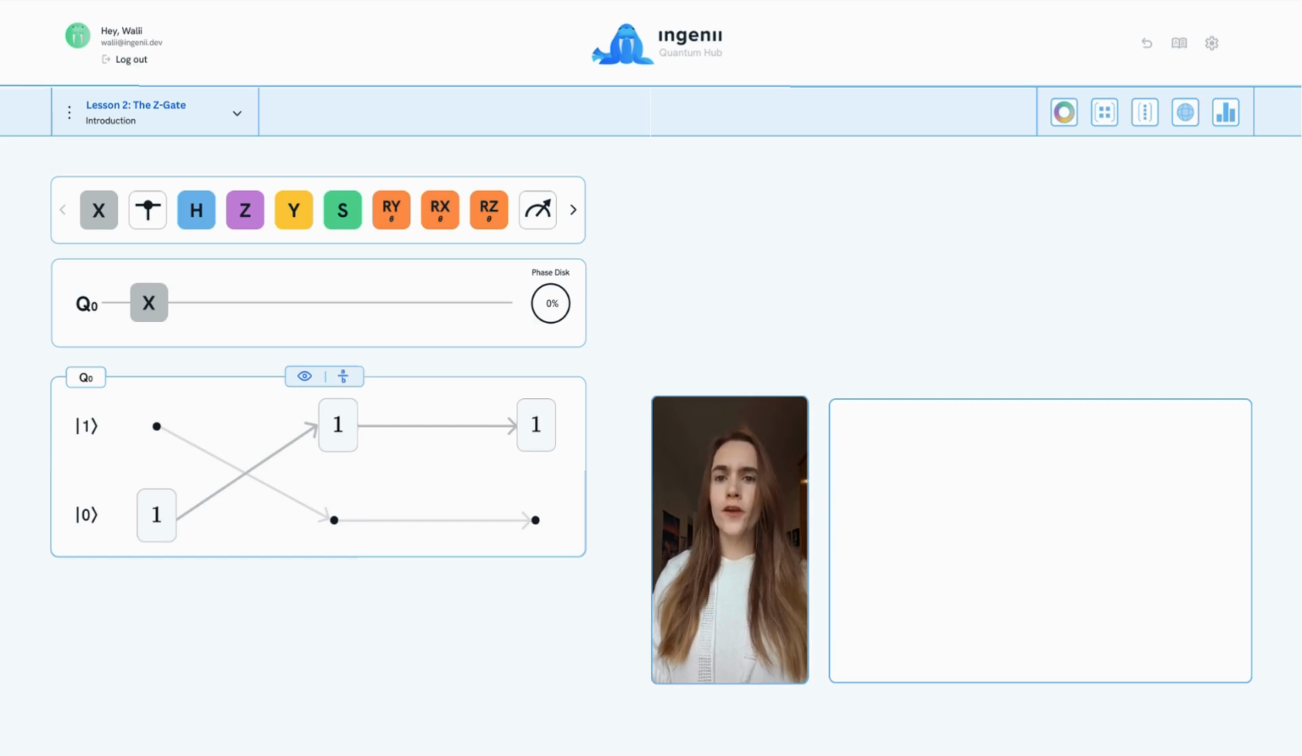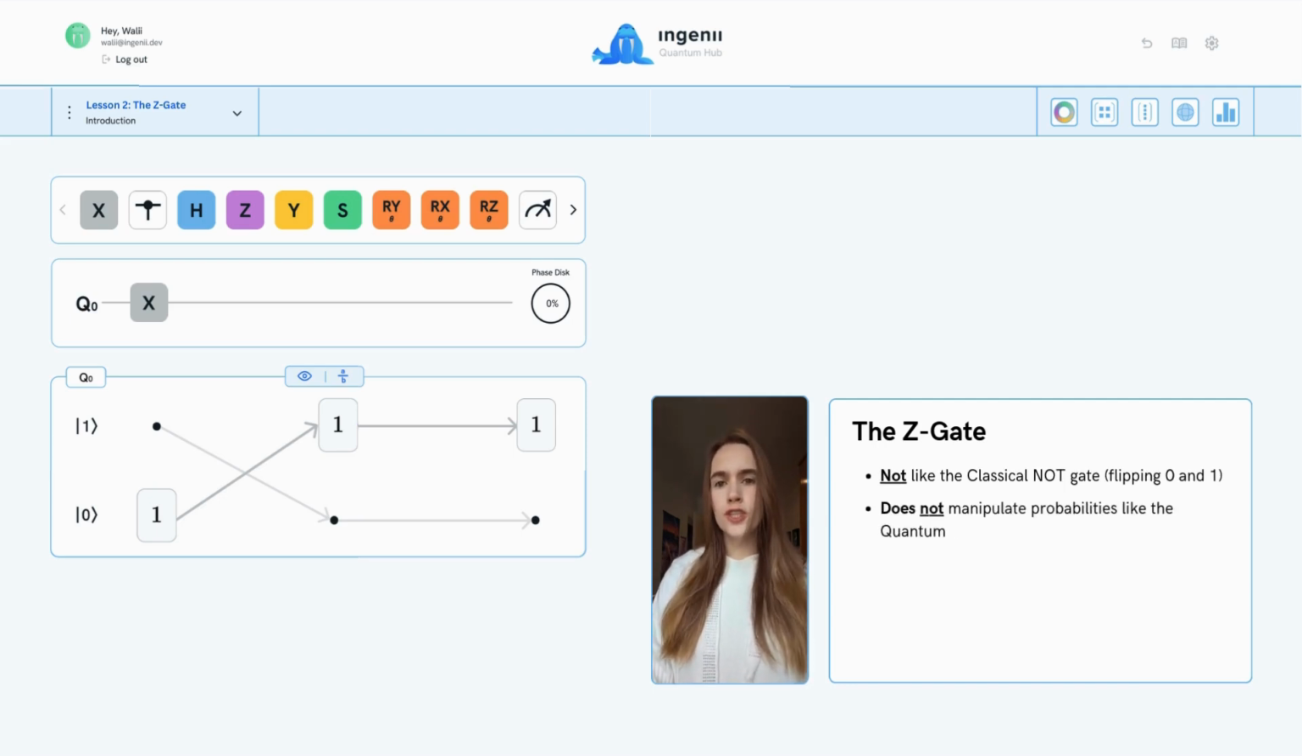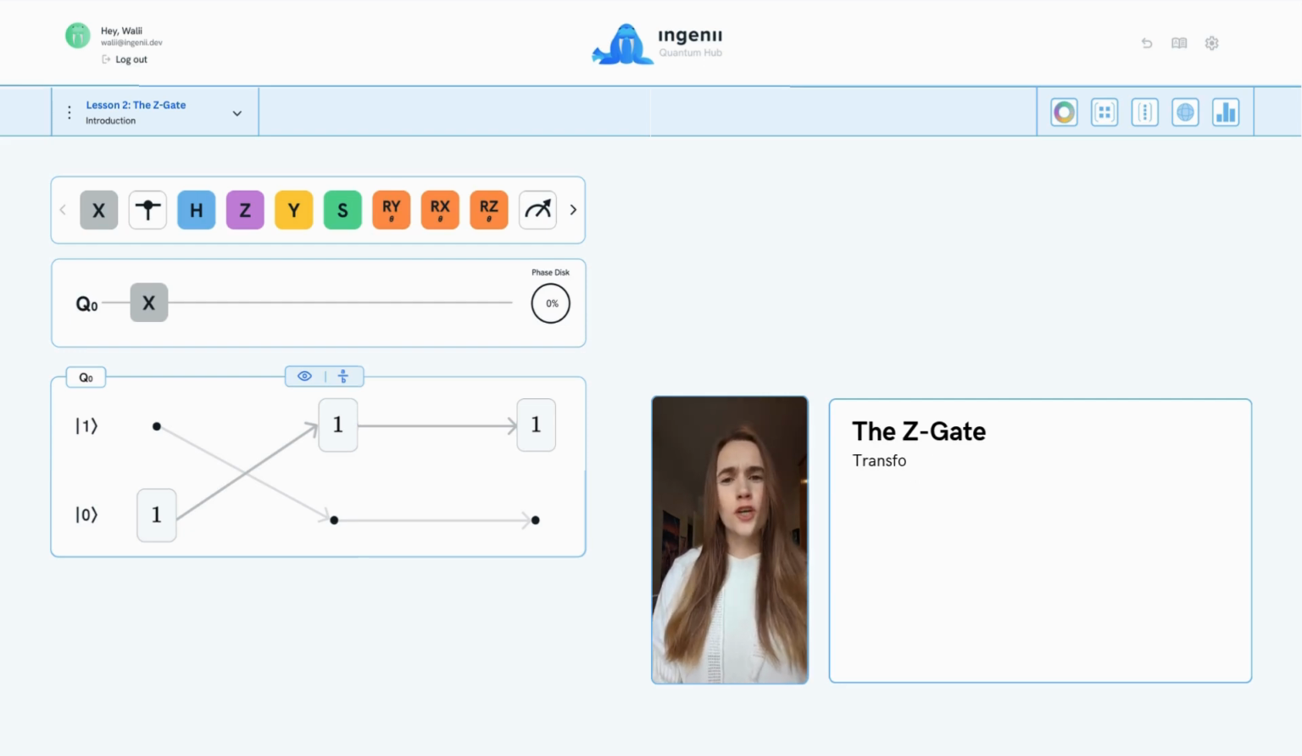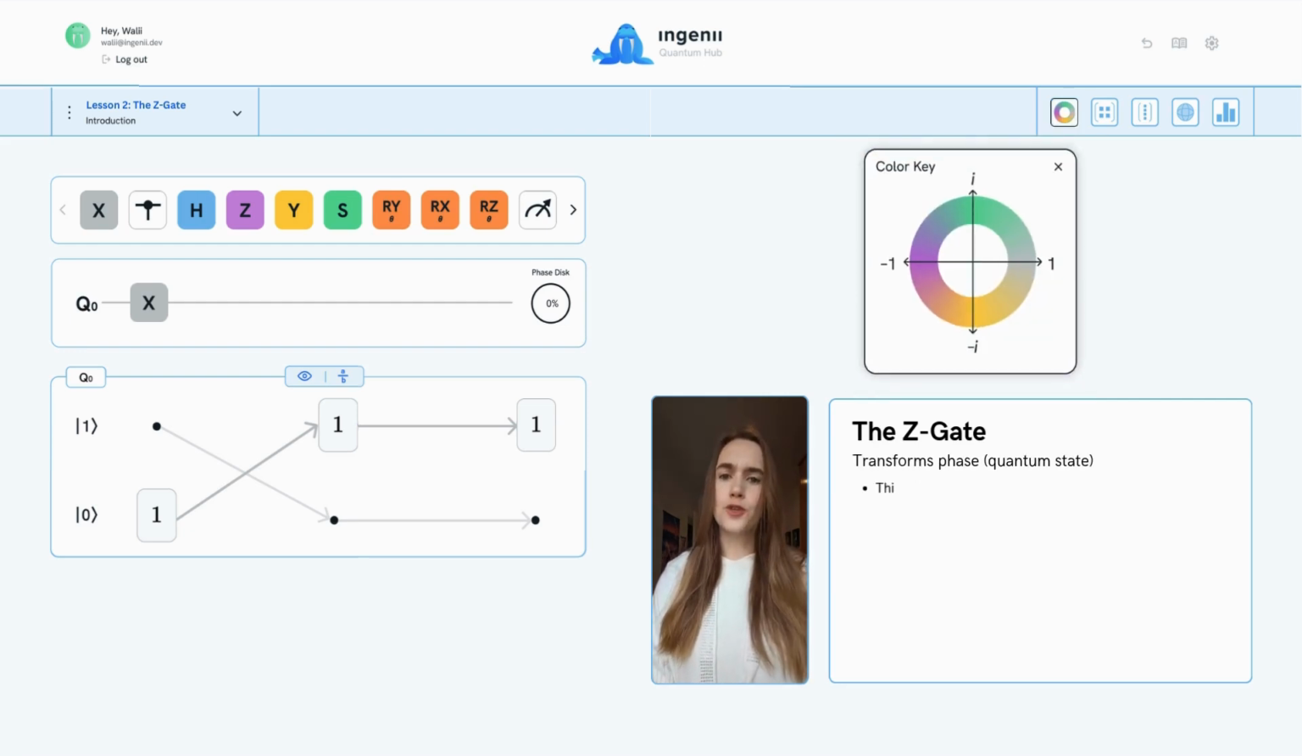Today we're focusing on another key component of quantum circuits, the Z-gate. While classical gates like the NOT gate simply flip a bit's value between 0 and 1, quantum gates take things to the next level. They don't just manipulate probabilities as the X gate does, they also transform something uniquely quantum: phase. So what exactly does the Z-gate do?